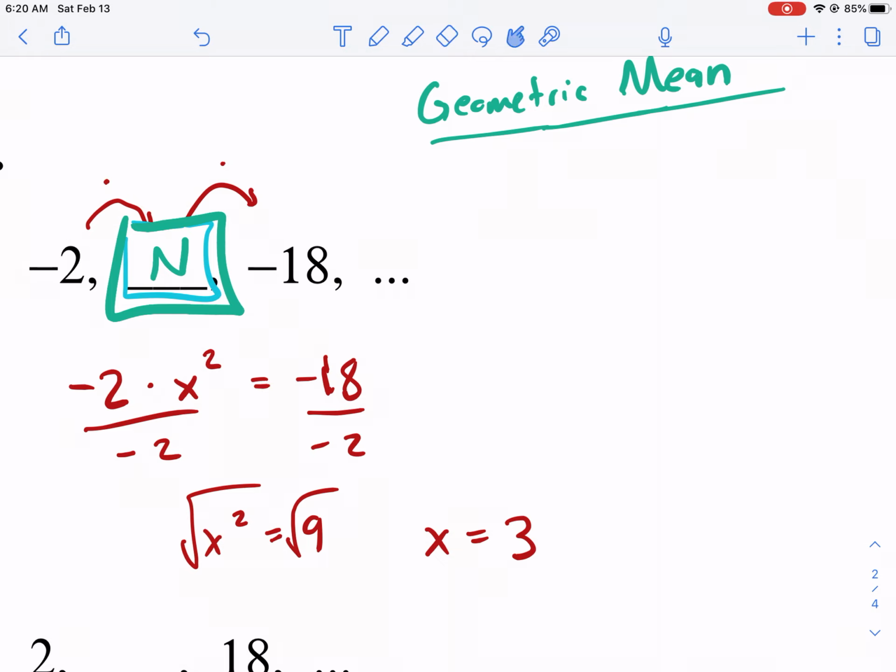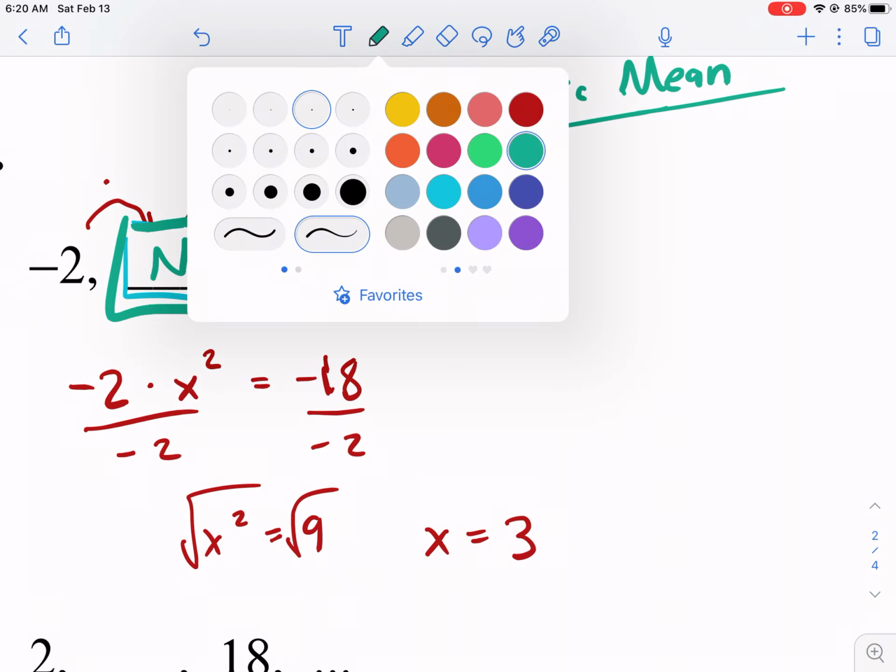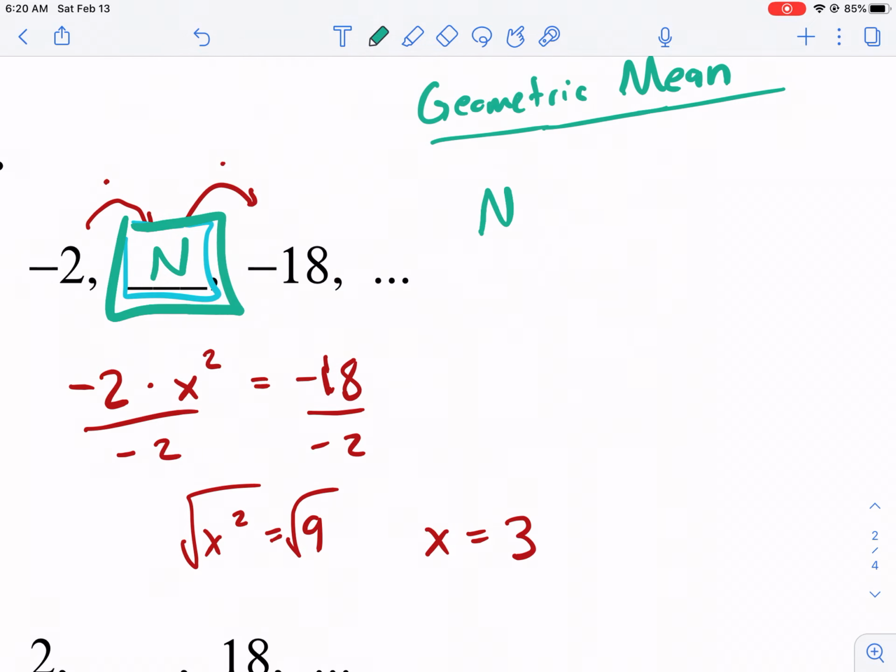But as long as it's multiplying by the same thing each time, then we're going to have some proportions and ratios that are going to be true. What do I mean by that? Well, if we're multiplying by the same thing each time, we can take a number in the sequence and divide by the previous number, okay? So in this case, n divided by negative 2, and that's going to be equal to the number in the next sequence divided by the previous number, negative 18 over n.